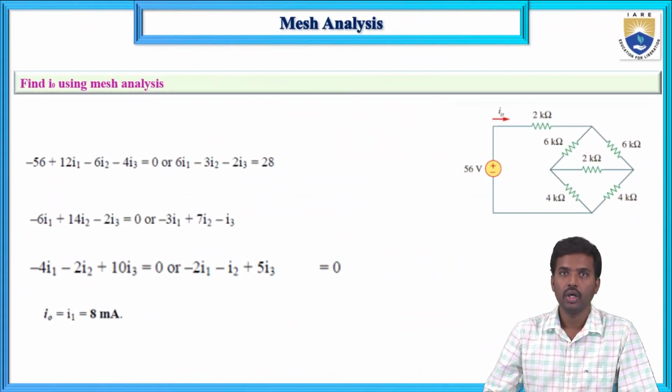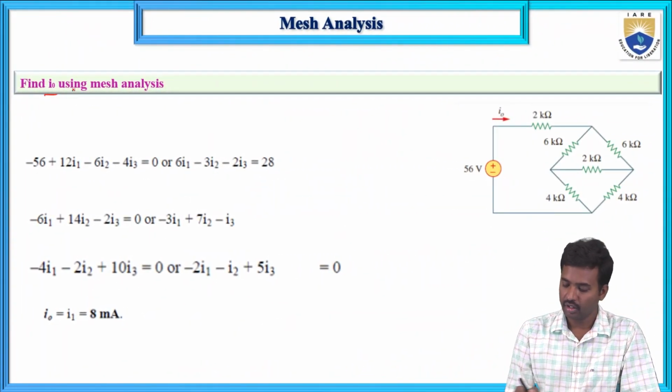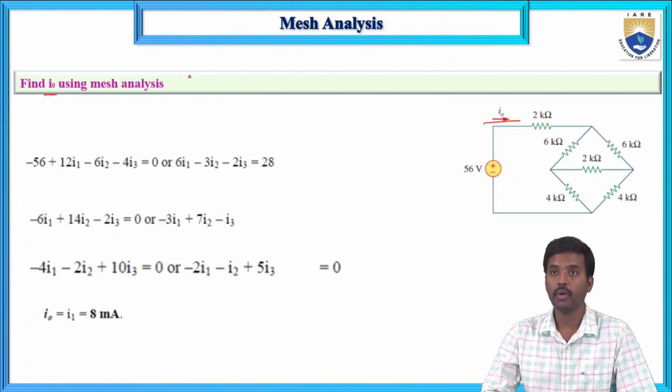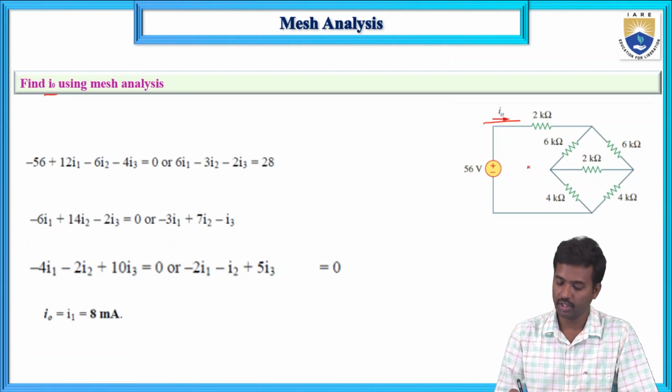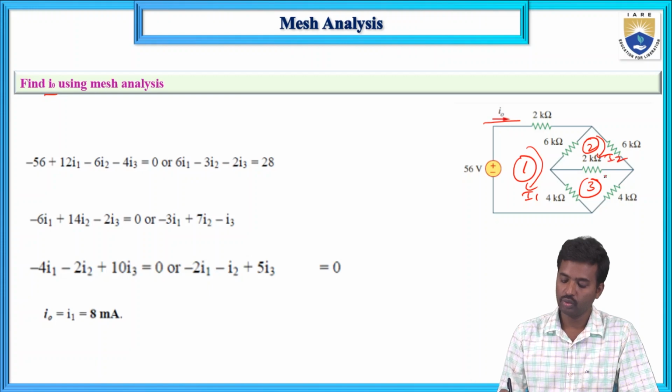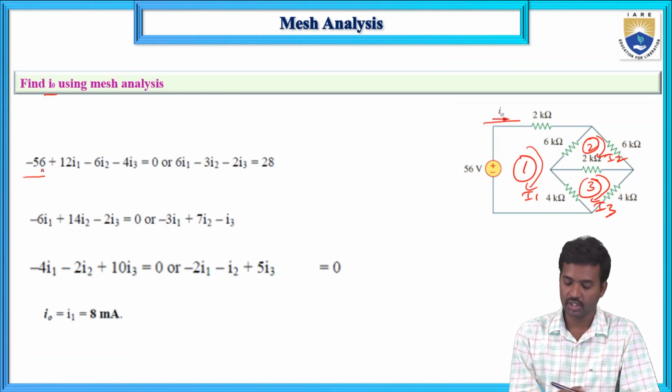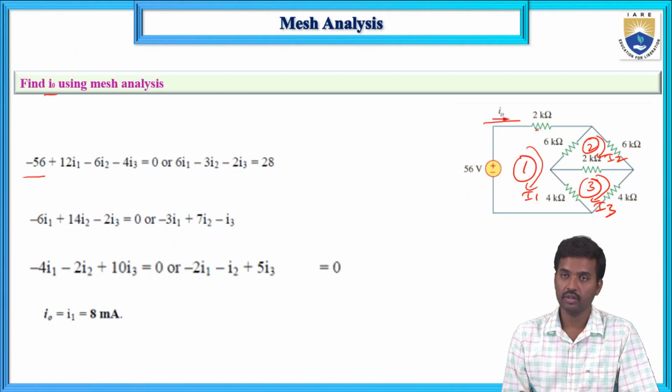And next thing, find the I0 current using mesh analysis. Here the possible number of meshes in the given network: mesh 1, mesh 2, and this is mesh 3. Assume the mesh currents in the clockwise direction: I1, I2, and this one is I3. So now here minus 56, this current is flowing from minus to plus.